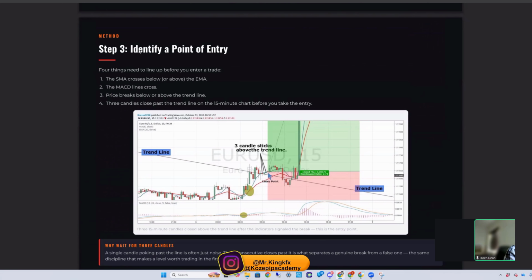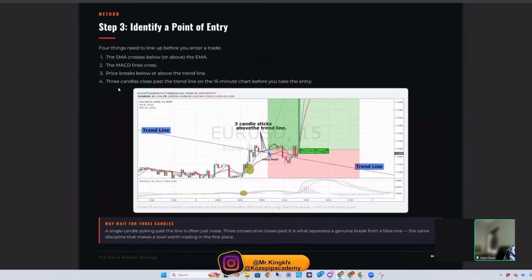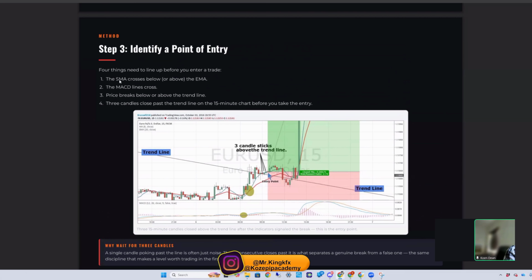Now, 3 is going to be identify a point of entry, right? So identifying the point of entry is going to be that 3 candles above, right? These are the 4 kind of rules, right? We want to see the SMA or the EMA cross, which Koze has, that Koze cross. When we see that, that's perfect. We'll get a blue ball. When we get our blue ball in this case scenario, that is going to indicate that, hey, we should be seeing the market price higher, right? And then we get our MACD cross. That's just an extra confirmation. It's not really necessary, but if you want it, you can use it. And then we have price below or above our trend line.